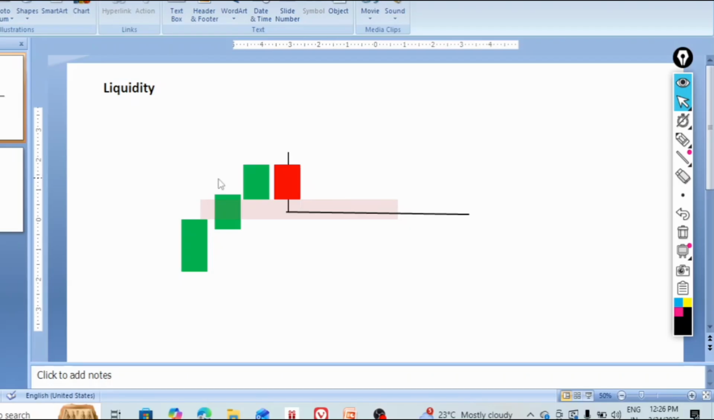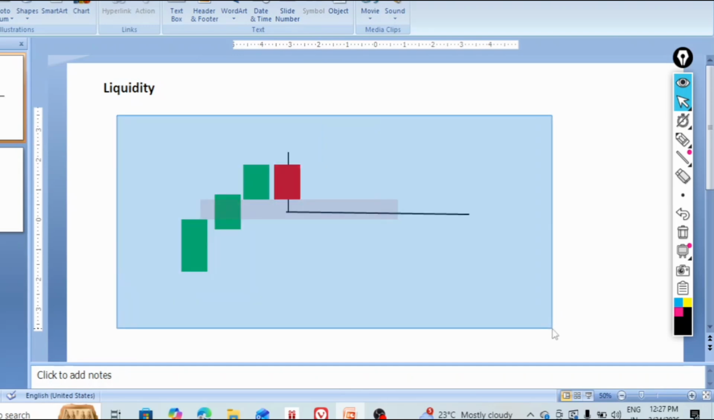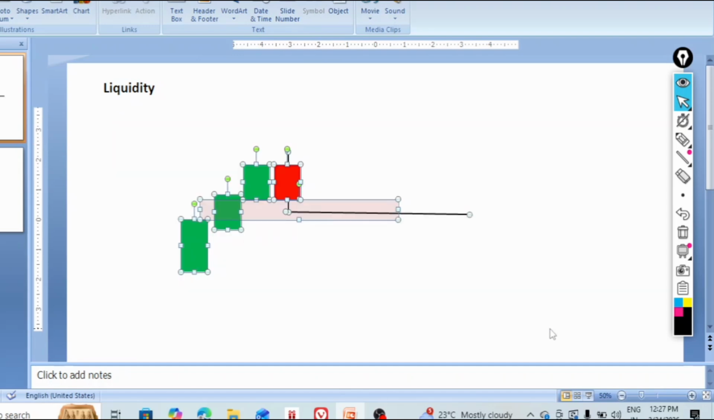Similarly, it's the same in an uptrend or in a downtrend. Where there is a gap, there is liquidity. After the mitigation, you can take the lowest point as the liquidity level.